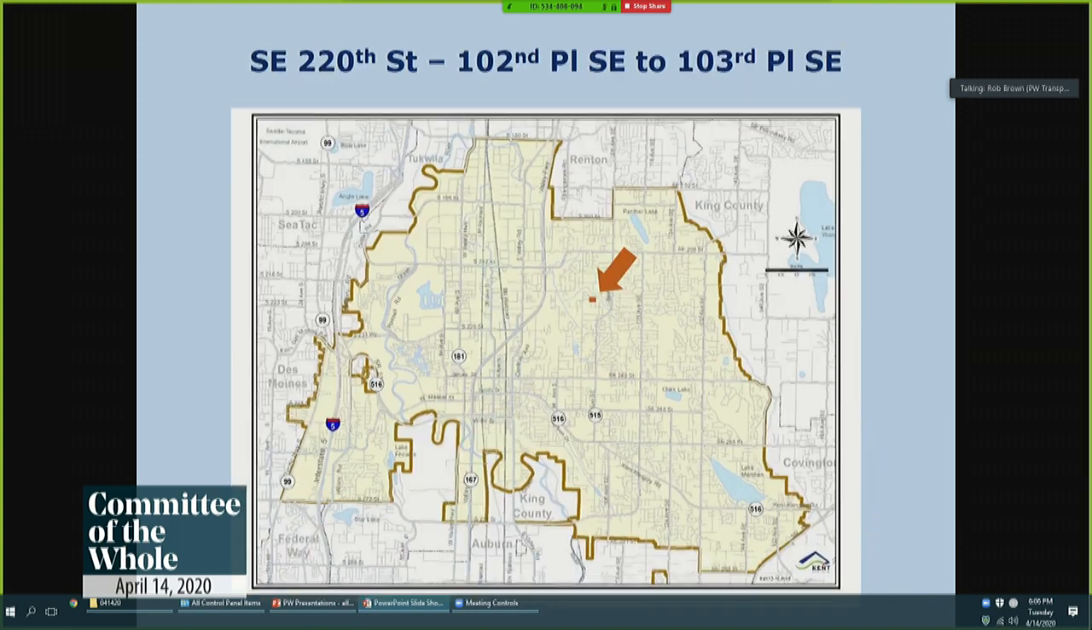All right, next slide, please. Our next location is Southeast 220th Street between 102nd Place Southeast and 103rd Place Southeast. Both the fire department and the police department asked us to restrict parking on this street. Next slide, please.